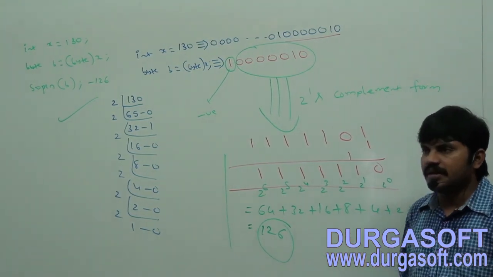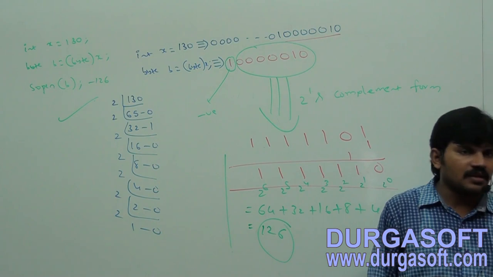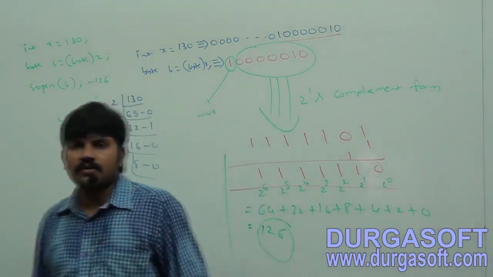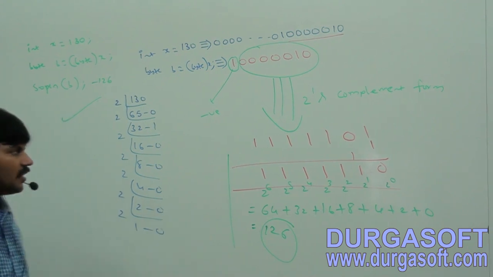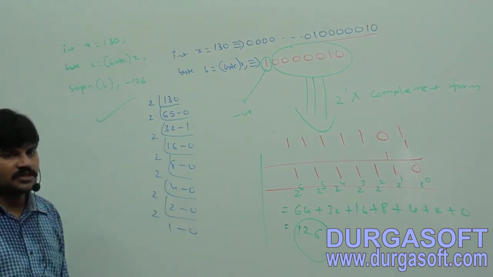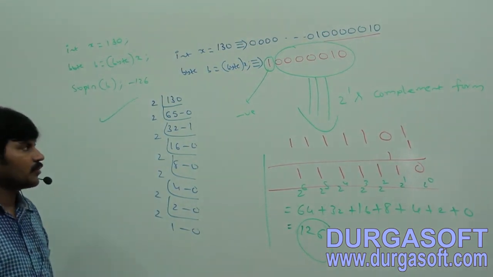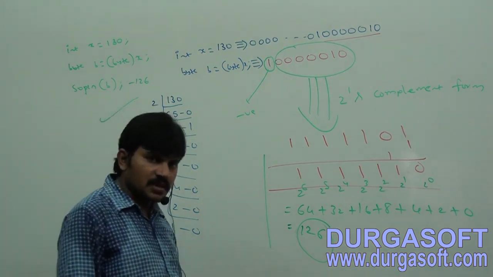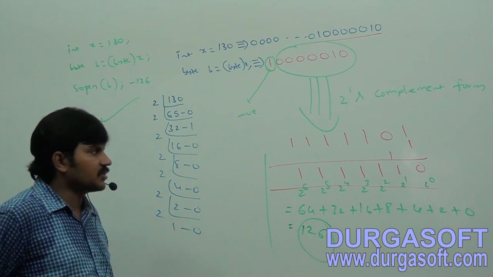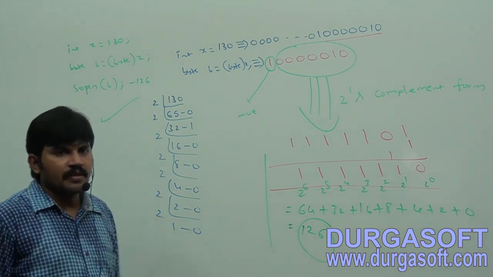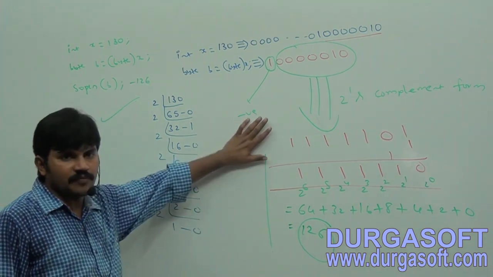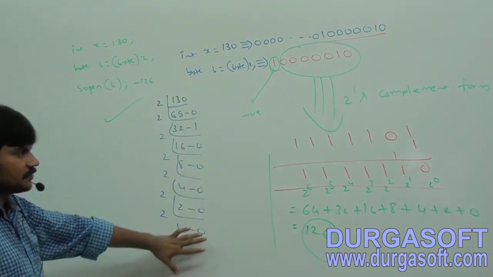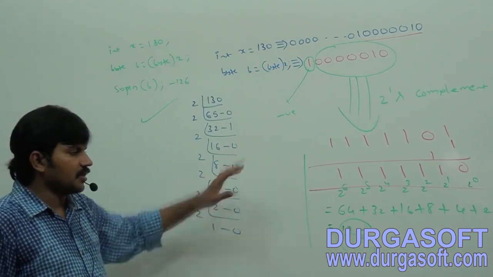We have to consider only the LSB, least significant bits. We have to consider only least significant bits. Is it clear for all of you? Right? Okay, make sure you take this internal analysis. Take this part clearly, right?